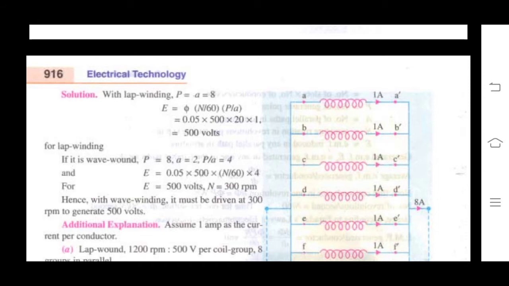From E1 by E2 equal to N1 by N2, or E2 by E1 equal to N2 by N1. If you want the N2 value, then N2 equals E2 by E1 into N1. The E2 value is 500 and the E1 value is also 500.